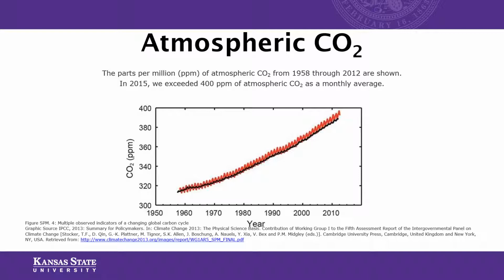Atmospheric carbon dioxide is measured in parts per million, which is just a way of measuring gas. And you can see that it has increased all the way since the 1950s. In 2015, we actually exceeded 400 parts per million of atmospheric carbon dioxide as a monthly average, which scientists said was a tipping point. Once we reached 400 parts per million, we were entering a realm of urgency.